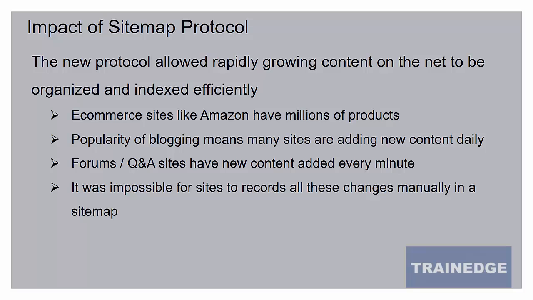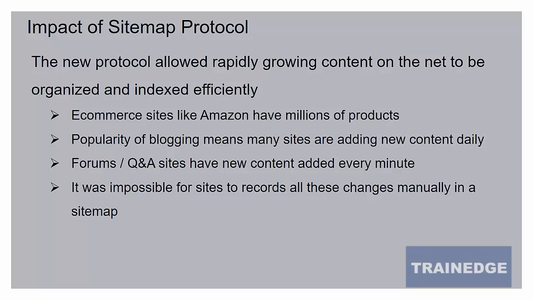The rapid changes to content made it impossible for sites to record these manually. So a Q&A site or forum site finds it very hard to create a sitemap manually. Even regular corporate websites will find it very difficult because they are changing content so much. E-commerce sites are adding products every day. They are changing products, dropping products. And because of that, it's very difficult for them to manually create sitemaps.